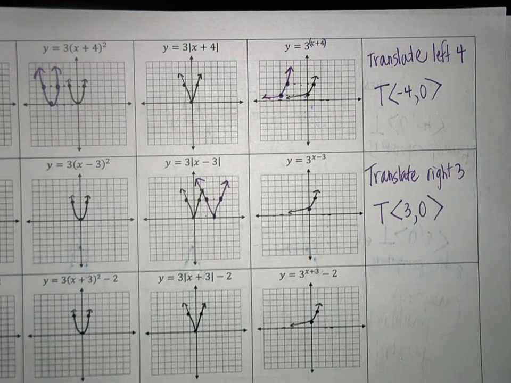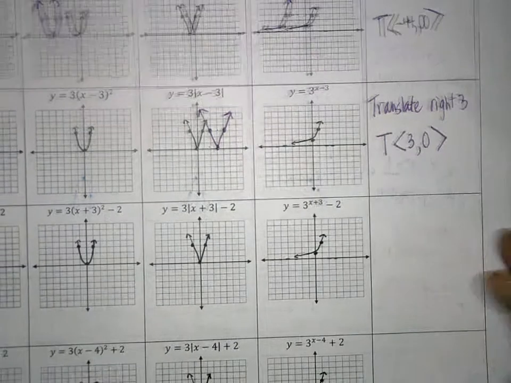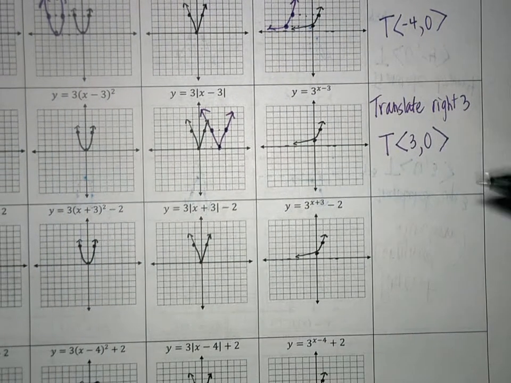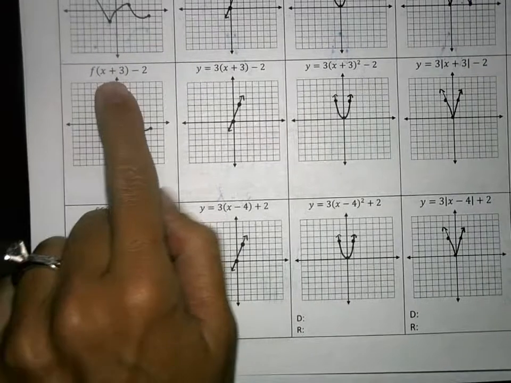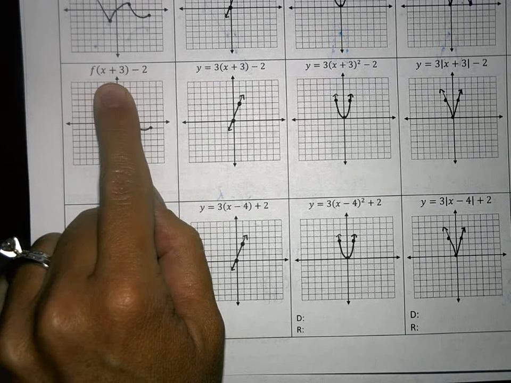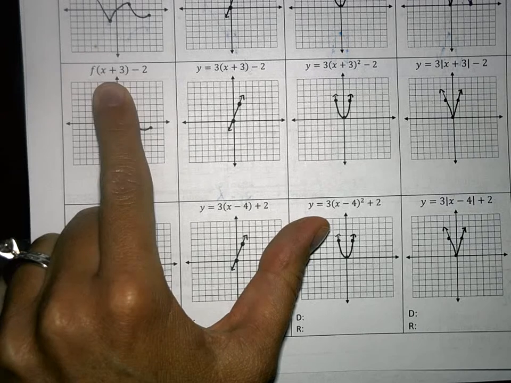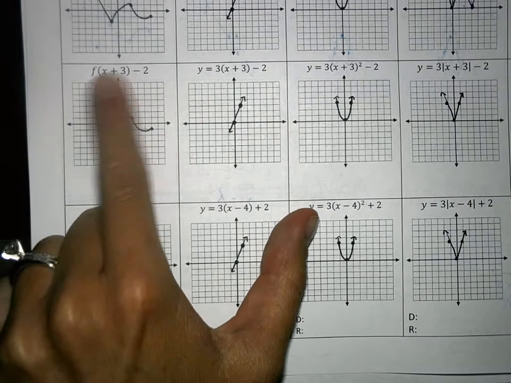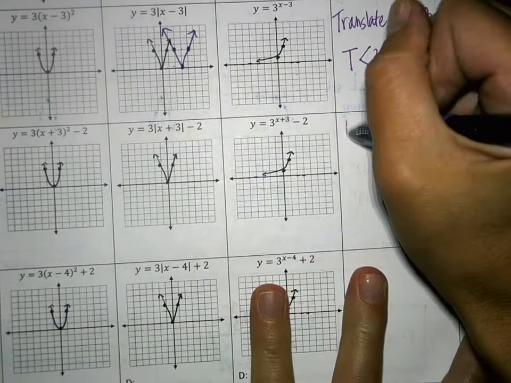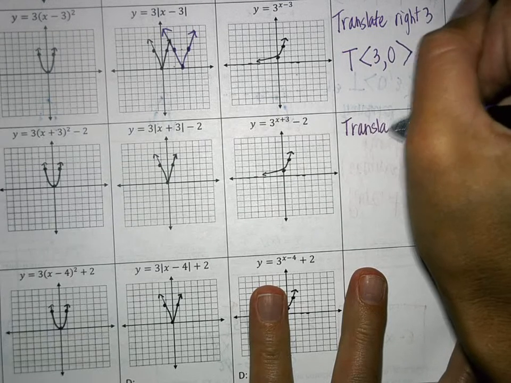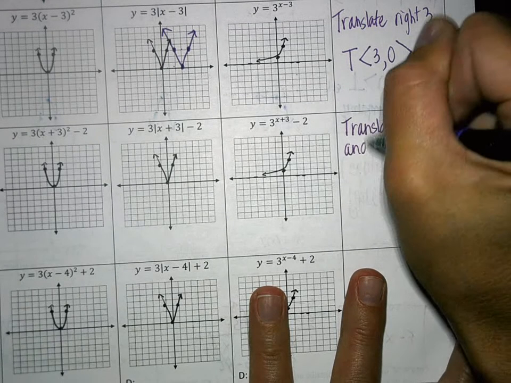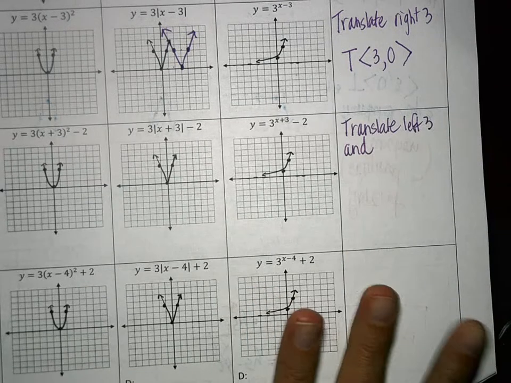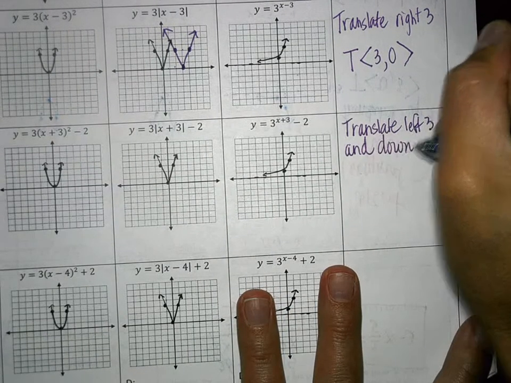All right. So this next one, we're going to go ahead and do all of the examples on this row. But let's talk about what's going to be happening here. So if we look here, in the parentheses, we have a plus 3. So that means we're going to end up doing what? Left 3. Good, because we set that equal to 0, we get a negative 3. So let's write this down. So we're going to translate left 3, and what does the minus 2 mean? Very good. And down 2.